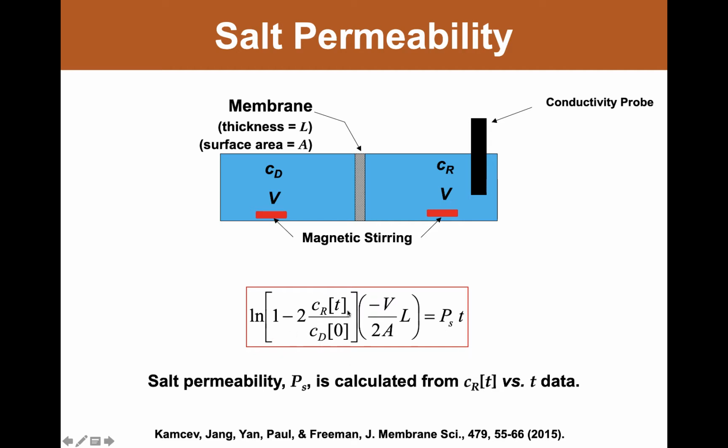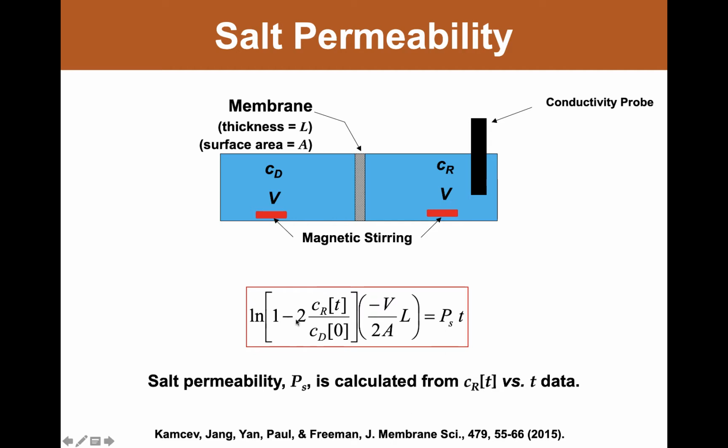And it gives a relationship between the receiver cell concentration at time t, the donor cell concentration at the beginning of the experiment, the volume of solution in either cell, the cross-sectional area of the membrane, and the membrane thickness, and sets that equal to the permeability times time. Now I will note here that in the next slide we're going to write this permeability with brackets around it as an average permeability, and in fact this permeability should have brackets around it as well. It is a so-called average permeability from this experiment, so please make that correction in your notes.